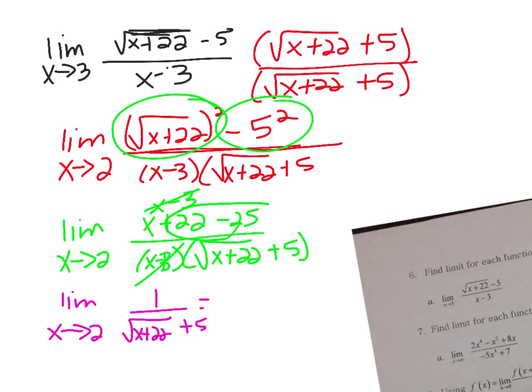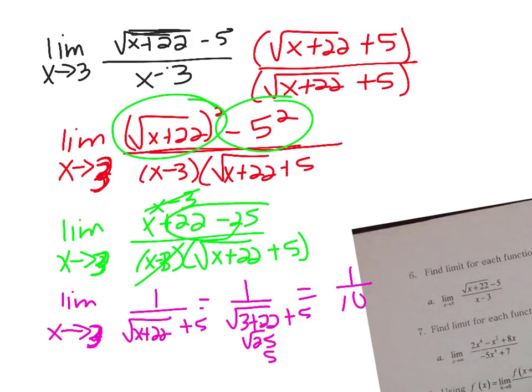And I don't know why, for some reason, as I was doing this, my 3 became a 2. Sorry about that. Okay, so it's the limit as x approaches 3. So it's 1 over the square root of 3 plus 22 plus 5. So that's 1 over, this is the square root of 25, which is 5. 5 plus 5 is 10, so it's 1/10. And this should be written like this, with an arrow. It equals 1/10. All right, let's take a look at 6b.